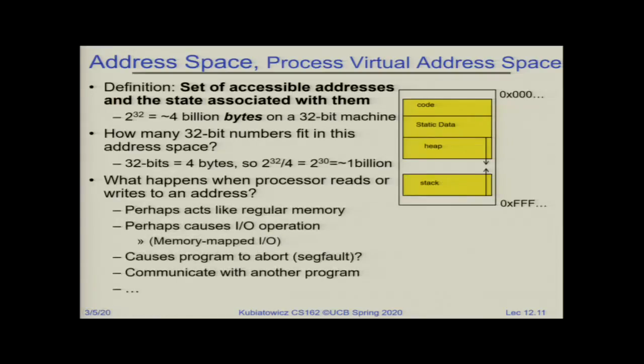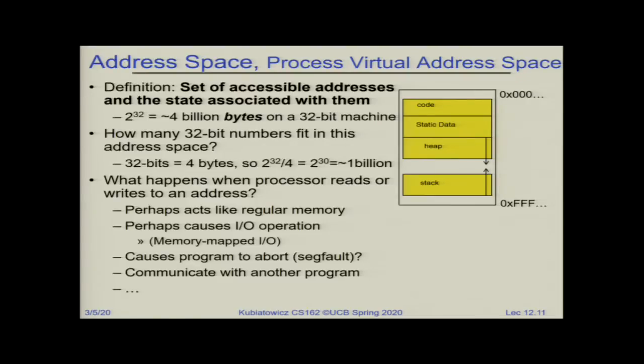And then when we talked about address spaces, we kind of said, well, what happens when the processor reads or writes to an address? Well, it might act like memory, but it might cause an I.O. operation. We'll talk about memory mapping. It might cause the program to abort, segfault. It might communicate with another program. There might be lots of things that happen when you do a simple read or write. And what we're talking about today is the beginnings of how that works.